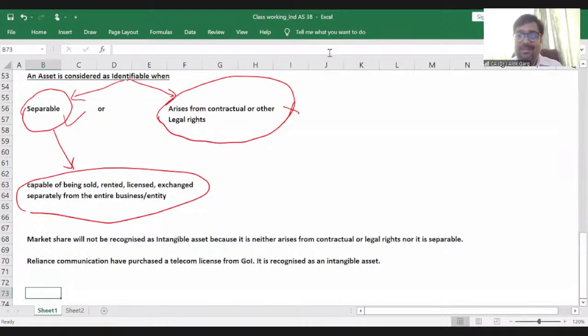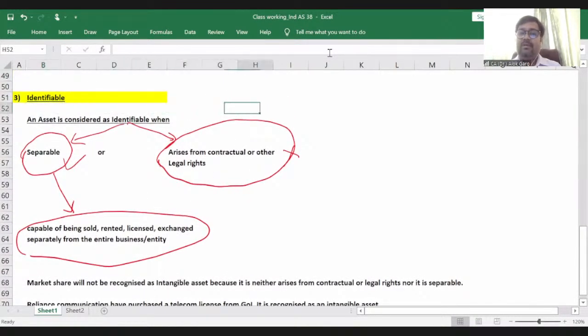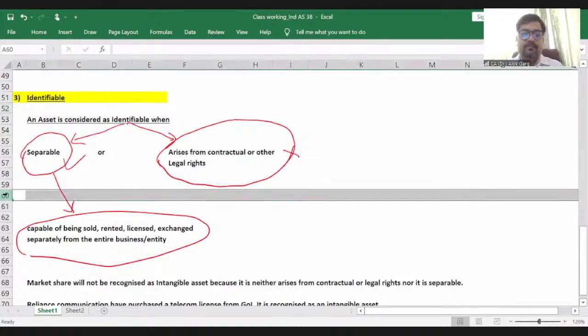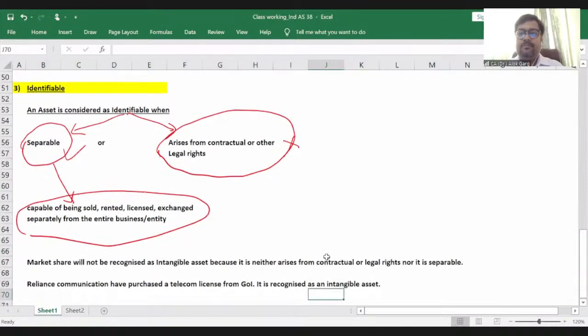Tell me, in this case, whether this broadcasting license in this company is meeting the identifiability criteria. Can we recognize this as an intangible asset? Tell me, can I recognize this as an intangible asset? Can I do that?